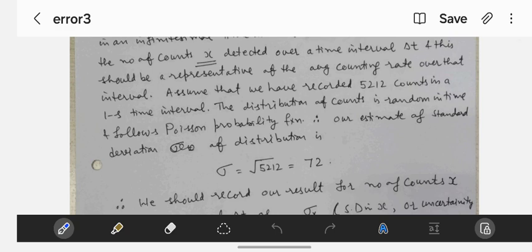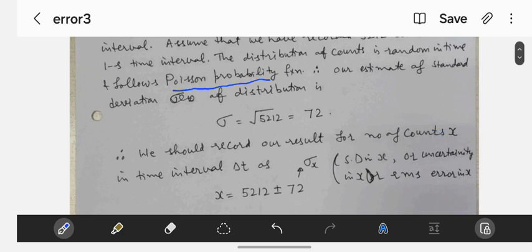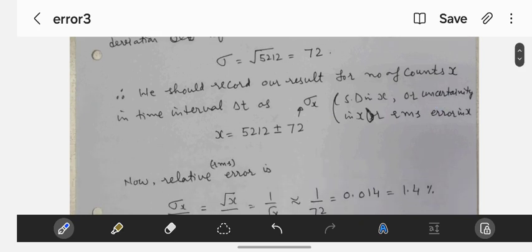What is this? It means that if there are n counts, then root n will give you the error in n. So if the count is given as 5212, then sigma will be the root of 5212, that is 72. We should record our result for the number of counts x in time interval delta t as x plus or minus sigma x. So it will be written as 5212, the original number, and the error in x, sigma x, is 72.